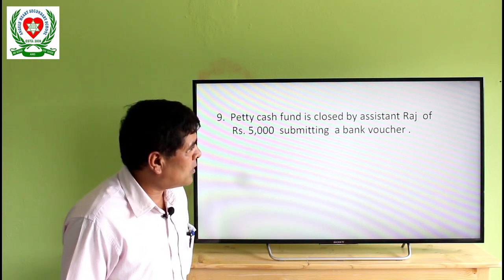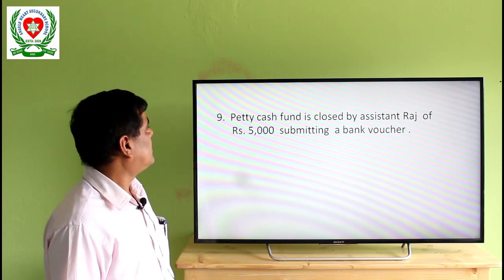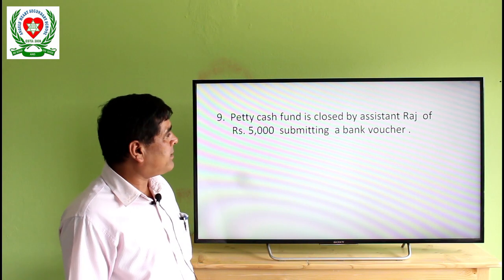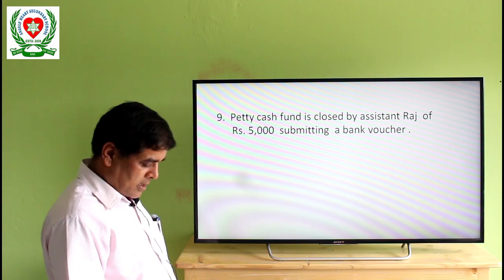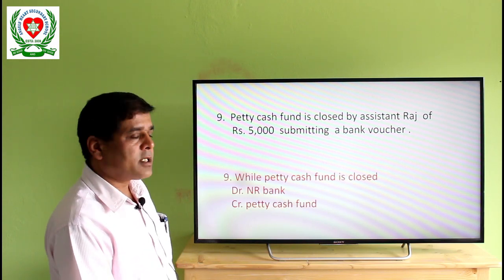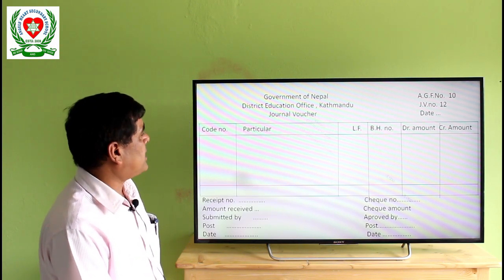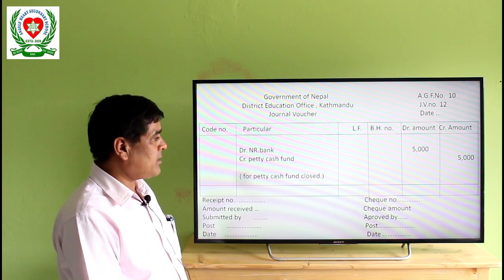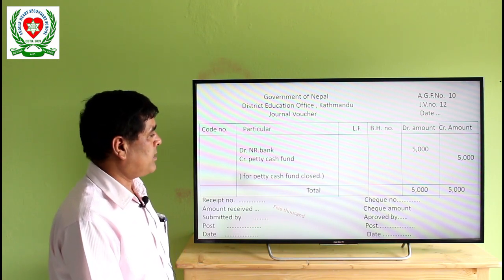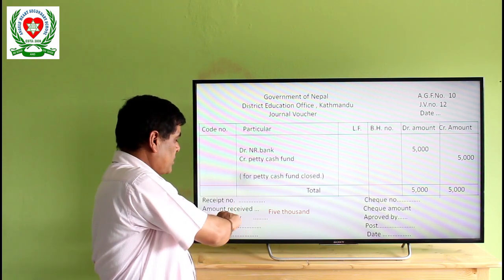While a petty cash fund is closed, here is the question: petty cash fund is closed by assistant Raj, of rupees 5,000, submitting a bank voucher. That petty cash fund is closed, and we know the formula: while petty cash fund is closed, debit NR Bank, credit petty cash fund. Same thing, copy paste, we can write debit NR Bank, credit petty cash fund. The amount should be written 5,000, total both sides 5,000. Received amount, debit NR Bank, so the amount received is 5,000, it should be written.